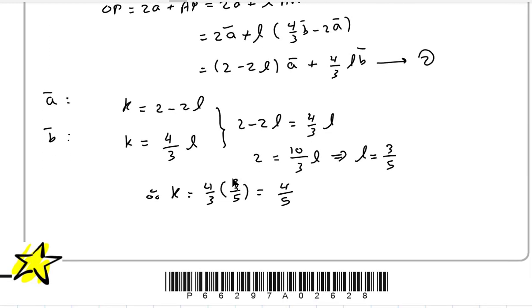So we can now write the OP vector equals 4 over 5 of the OM vector, which means that for OP to PM, if OM is 5 parts, OP will take 4 and PM will take just 1.